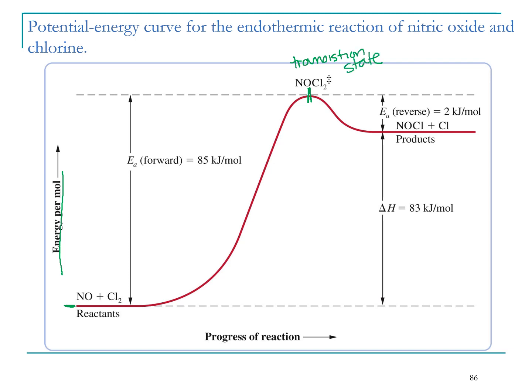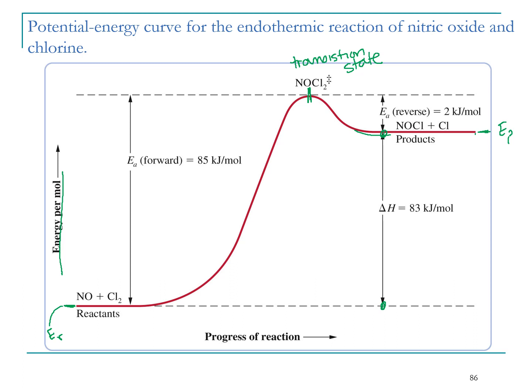And then after the transition state, notice that the energy comes back down, and now our products are at a new energy. So this is the energy of the reactants. This is the energy of the products. And what I want you to notice is delta H is always products minus reactants. So this is our delta H. It doesn't have anything to do with this hump. So it's always final minus initial.